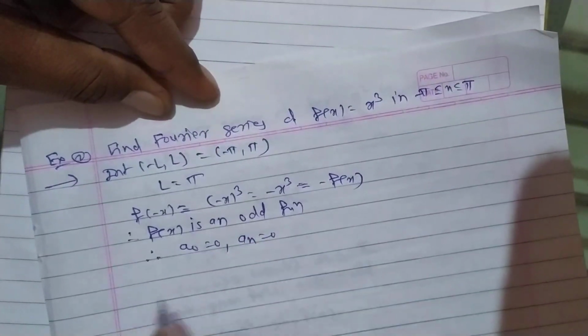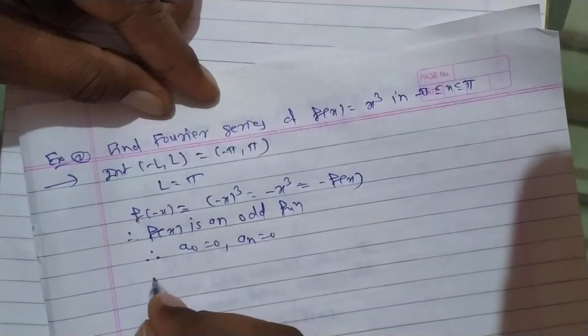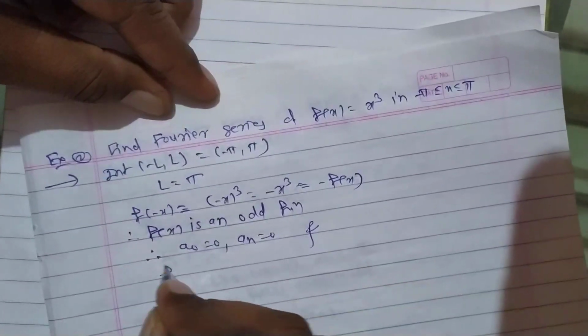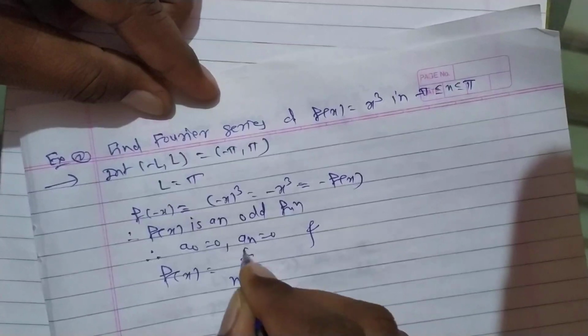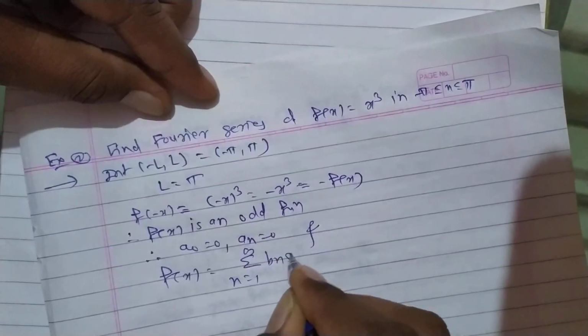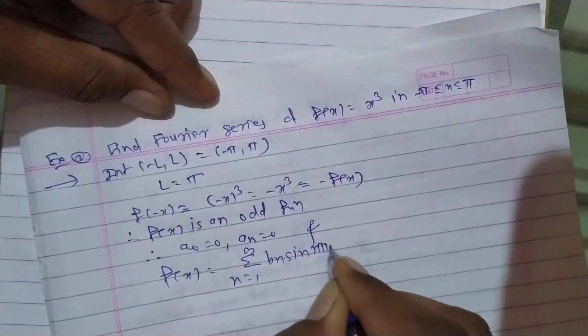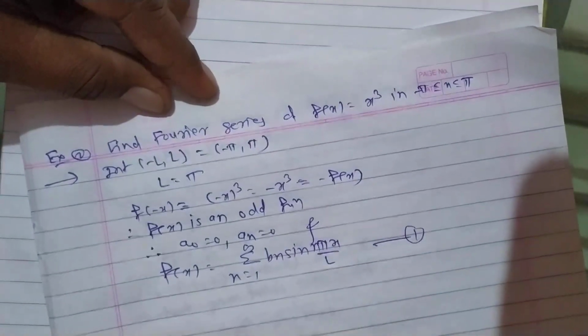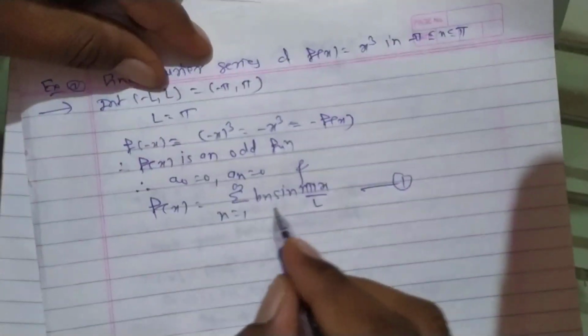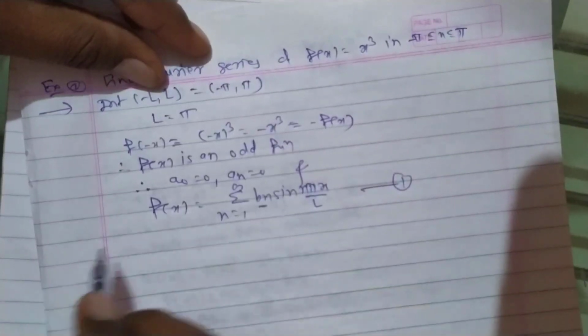So we have to find only bn. Its Fourier series expansion is f of x is equal to the summation of n varies from 1 to infinity bn sine n pi x by l. This is equation 1. So here we have to find only one Fourier coefficient, that is bn.